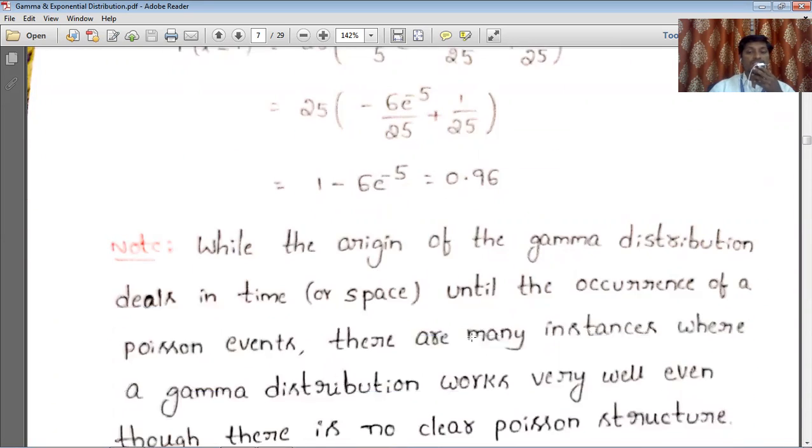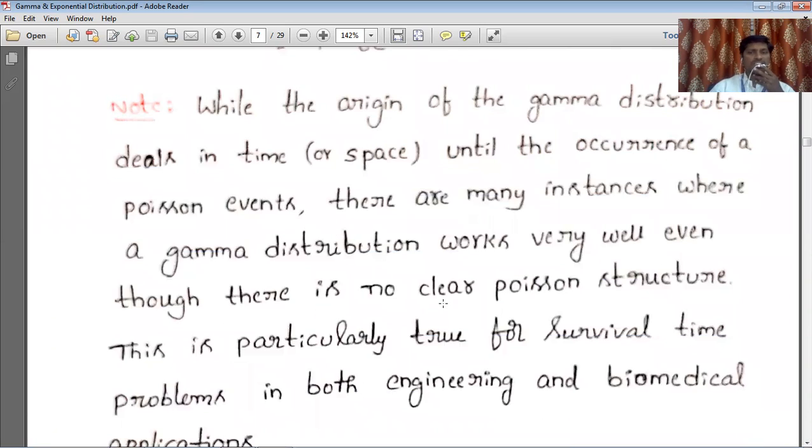Okay, next. While the origin of the gamma distribution deals in time, we can use it until the occurrence of Poisson events. There are many examples we will use. The gamma distribution is the best distribution compared to what we learned in previous distributions.